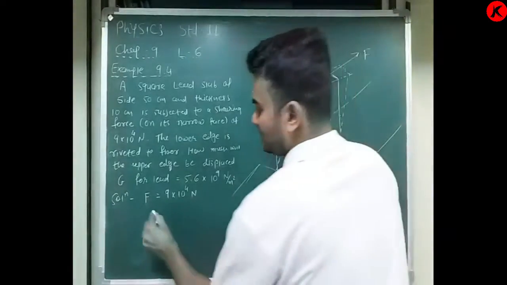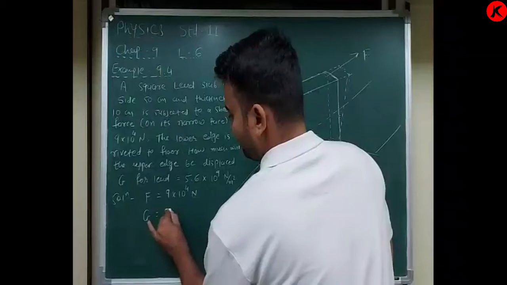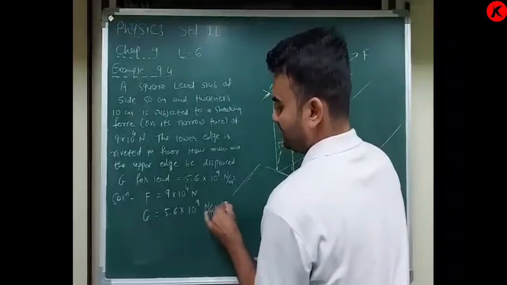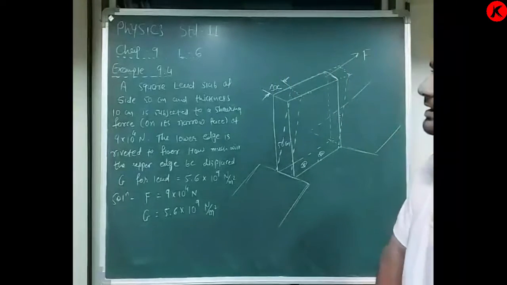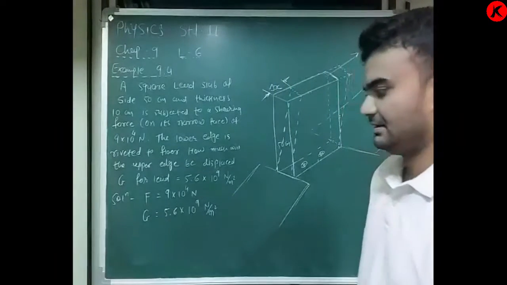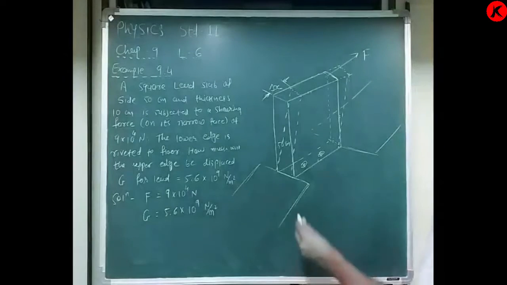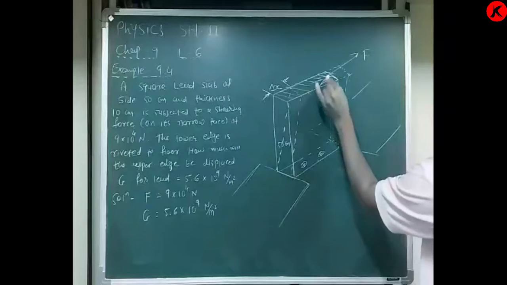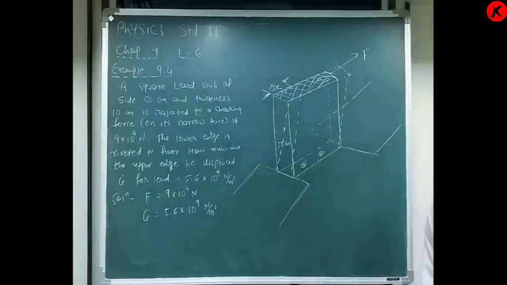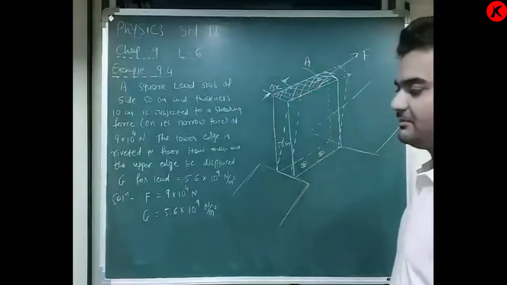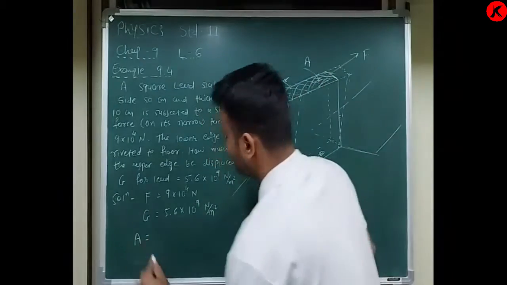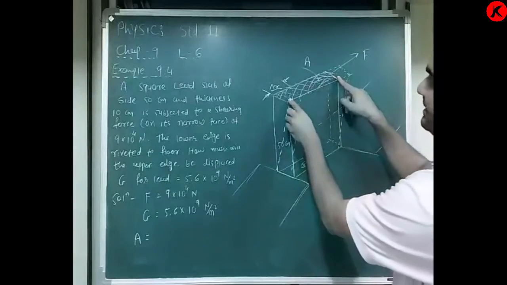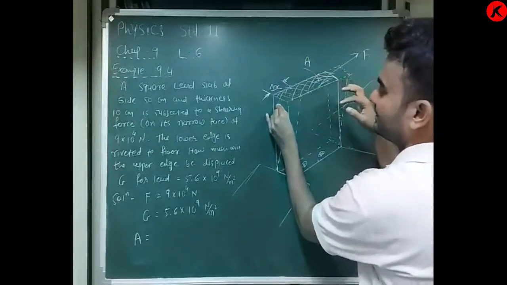Now G is given, 5.6 into 10 raised to 9 Newton per meter square. So now what will be the cross section area? This is our cross section area. A is equal to this side multiplied by this side. This side is 15 and this side is 10 centimeter.